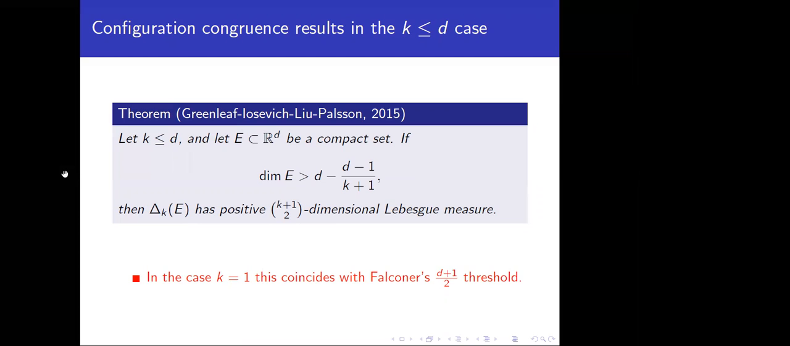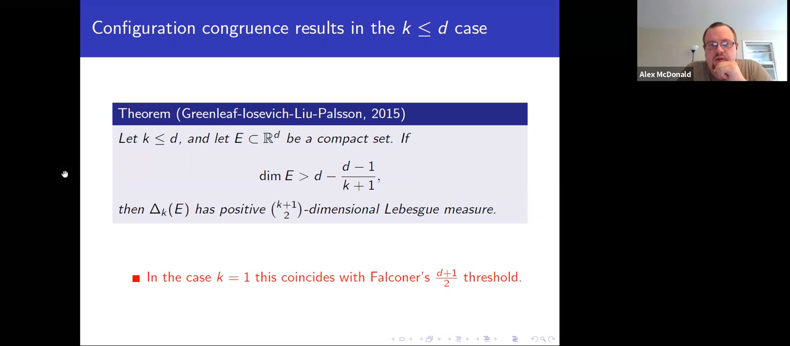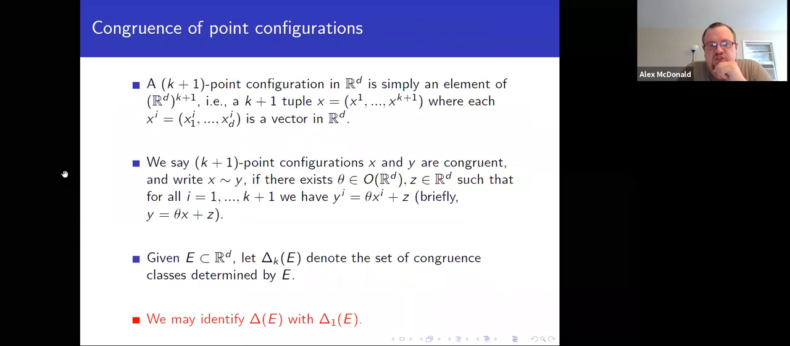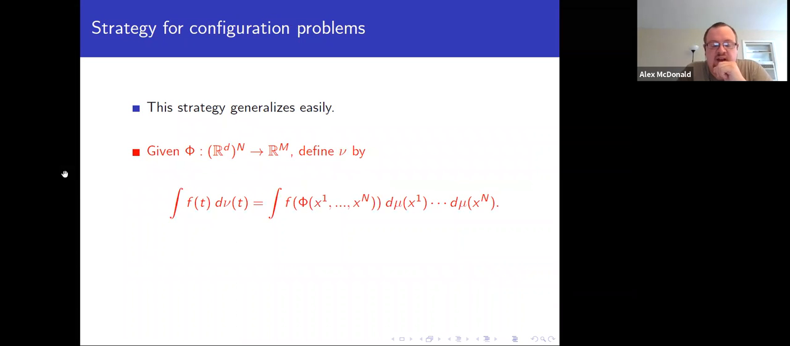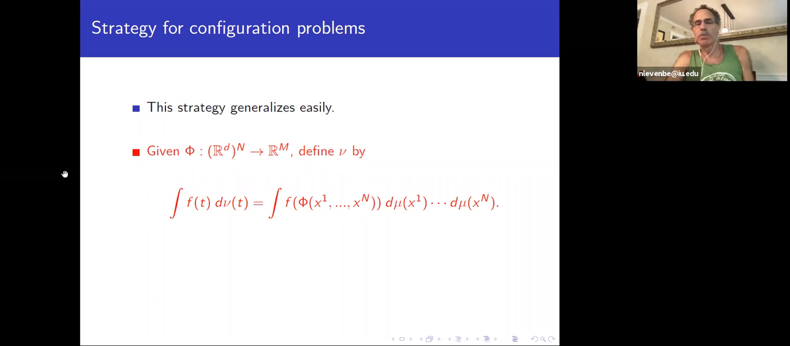I'm sorry, can I interrupt a second, Alex? Yeah. Sorry, I missed something. What is the phi in this problem? So the phi would be the map which takes, so n here would be k plus 1, so we're taking configurations and we're mapping them to, m would be k plus 1 choose 2, so we're mapping configurations to these vectors that encode all of the possible distances. Okay, I see, thank you.